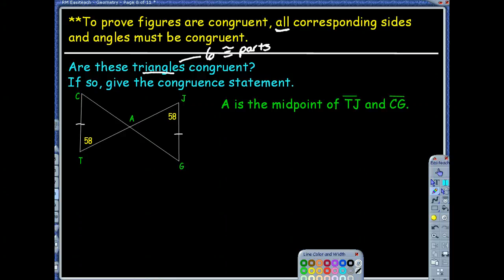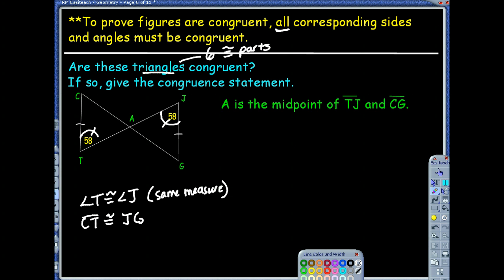Now, let's start by looking at the picture and noticing some of the obvious things. For example, I'm going to list angles: angle T and angle J both have 58 degrees marked, so those are going to be congruent, because they have the same measure. Any other obvious stuff? I would say that segment CT is congruent to segment JG, because they're marked congruent. That was provided by the picture. So we've got 2 down, 4 more pieces to go.